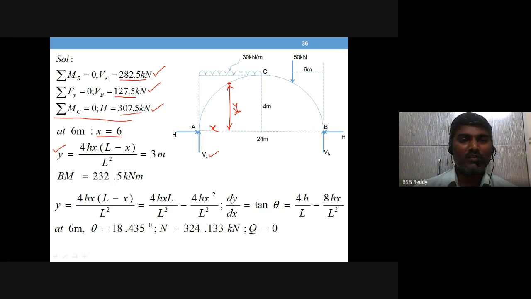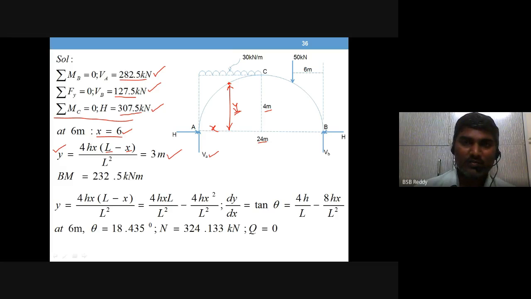y is equal to 4hx(L minus x)/L squared. So just simply substitute all the required values. h is 4 meters rise value. L is the span, 24 meters. Then x value where you want y value, that is 6 meters. That will give you 3 meters as y value at a distance of 6 meters. So when x is 6, y is 3 meters.